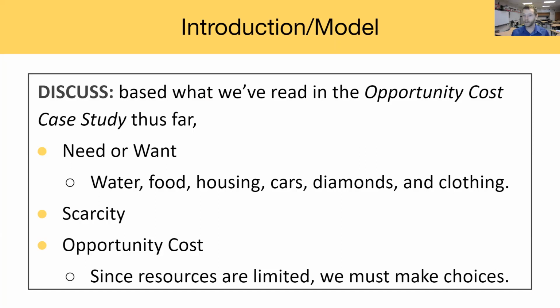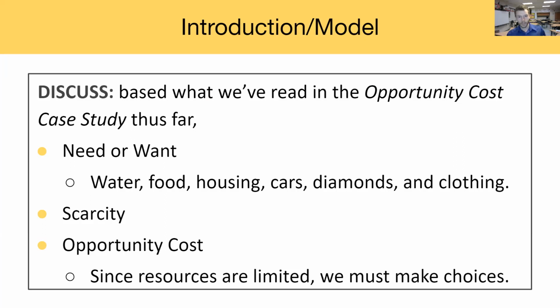Likewise, diamonds, in many cases, is really a want, and that is actually a commodity that is set in the free market based on supply and demand, which are additional economics concepts that your teacher may have already covered and that we'll cover in future videos. And really, it's based on scarcity, which is the next concept on this slide, because there's only a limited amount of diamonds that exist in the market.